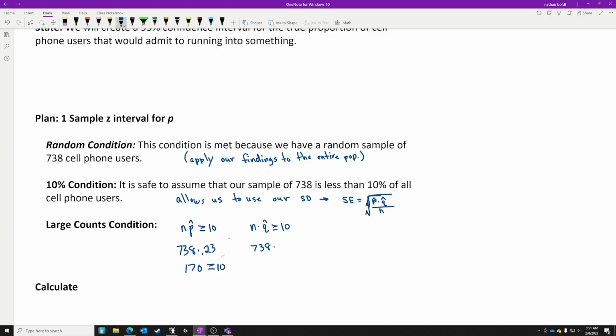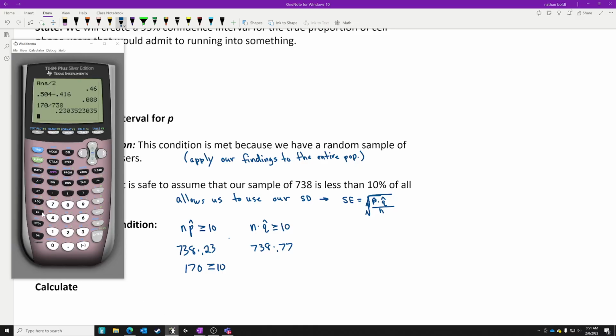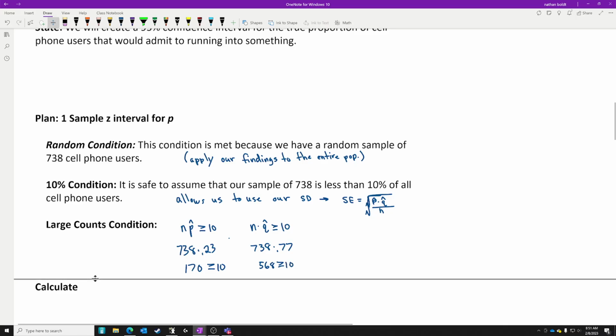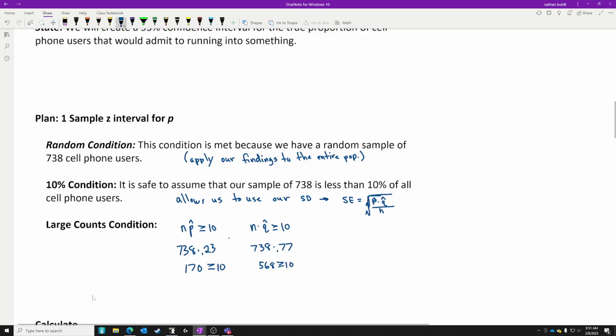And then how many people said no? 738 times q, which would be 77%, right? Okay, 77% of 738 will be 738 minus 170, right? If 170 people said yes, 568 said no, which is in fact greater than or equal to 10. You need 10 successes and 10 failures, right? So that is our large counts condition.